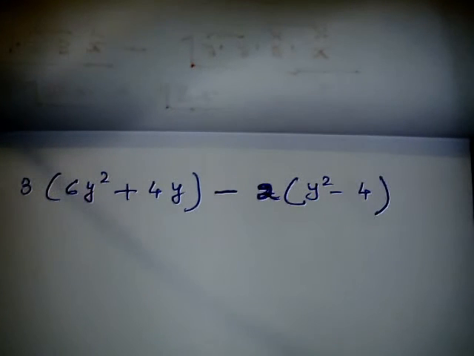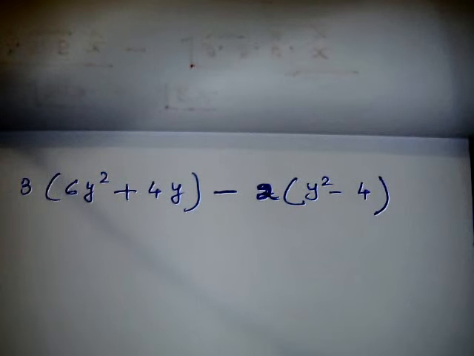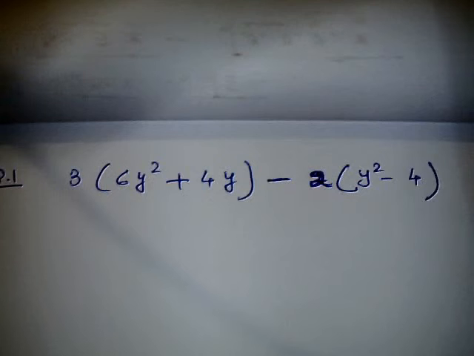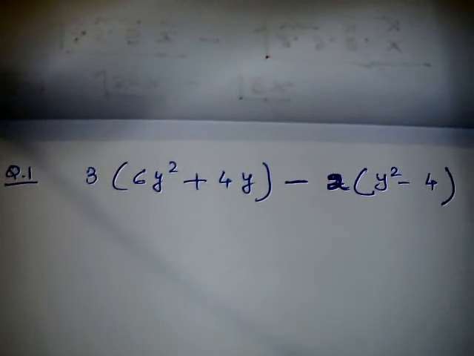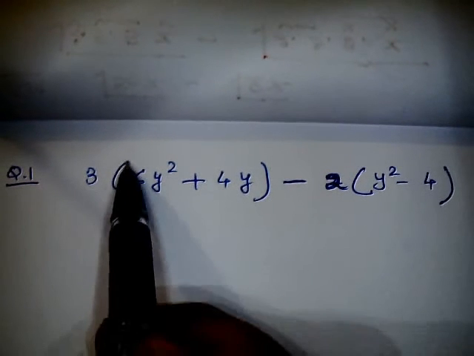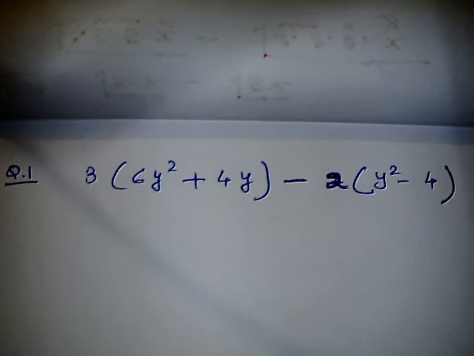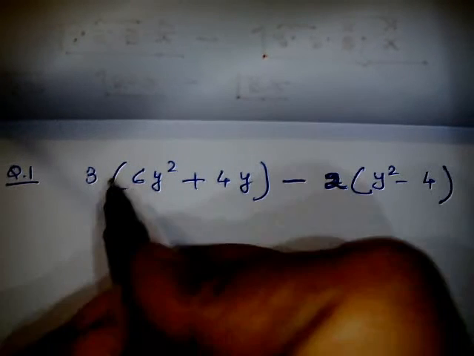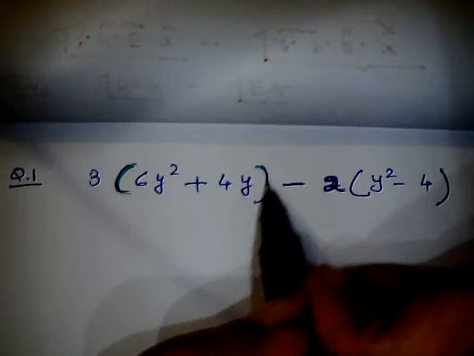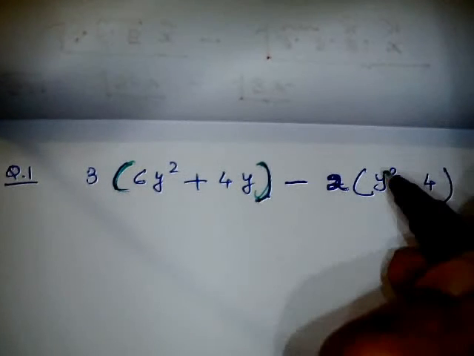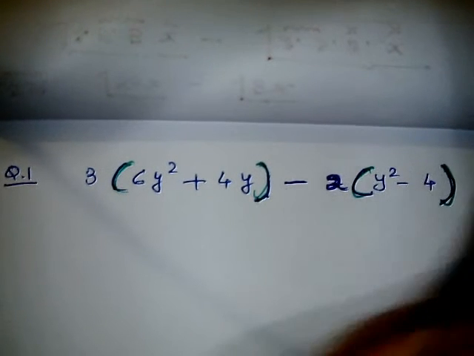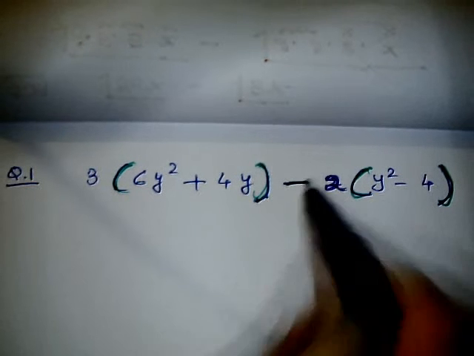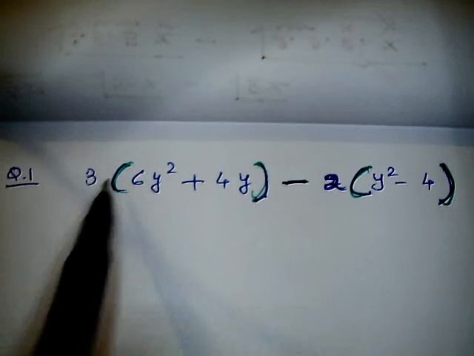Okay, now in this video I'm going to start with solving simplification of algebraic expressions, and over here the question is given. This is the question I have taken. So you can see this is one term which is inside the parenthesis, and this is another term which is inside the parenthesis, and before that this negative 2 is there, and before this parenthesis this 3 is there.